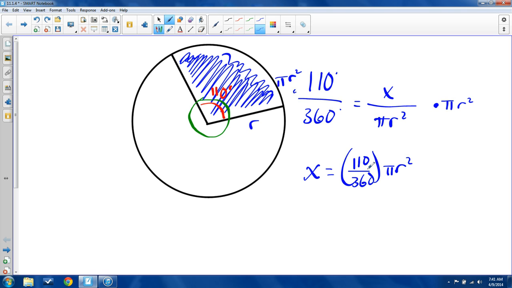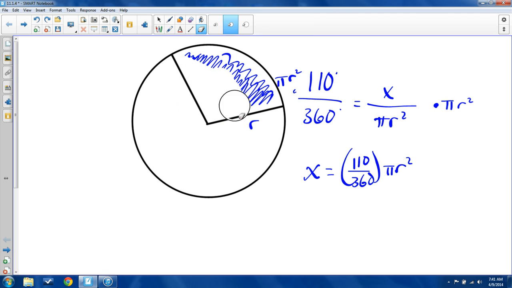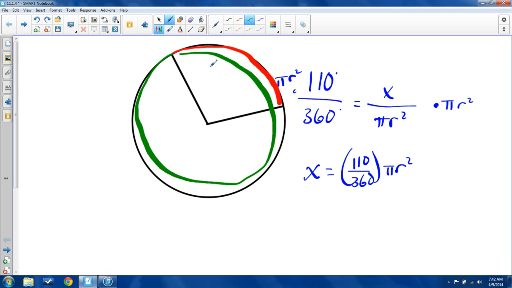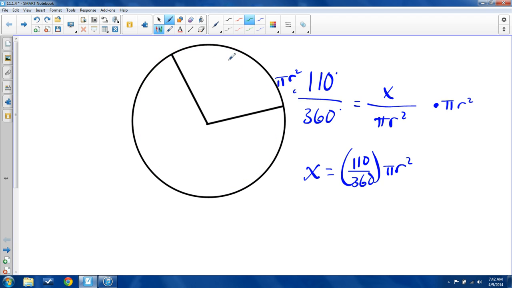Now we're going to do the same thing, only this time we're not going to use a central angle to solve it. We are going to look at the arc length instead. It works the same way. If I figure out what the length of this arc is, and I divide it by the length of the entire thing, the circumference, I get the same fraction.